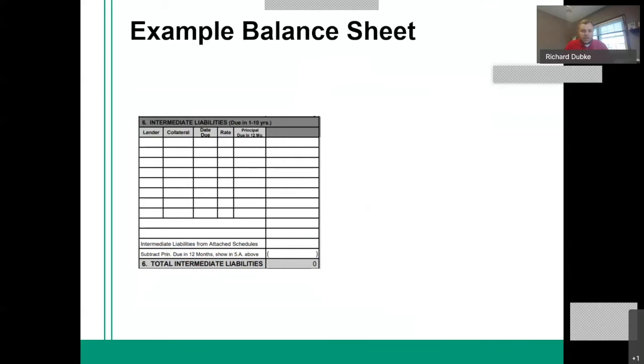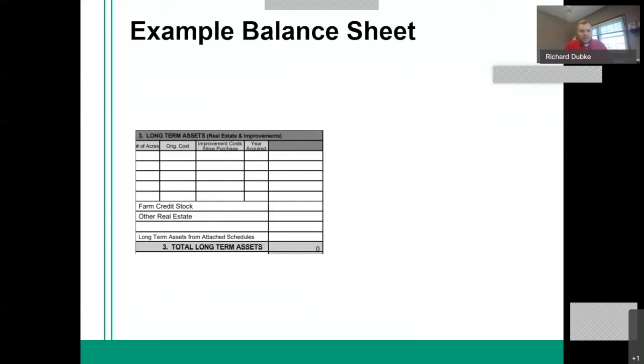Then all offsetting liabilities for those intermediate assets. He's got one tractor loan. He goes ahead and fills that in there. I think the most important thing is to note the lender that you have it with, your interest rate, maybe put your payment down, what your annual payment is, and then definitely the balance still owed.